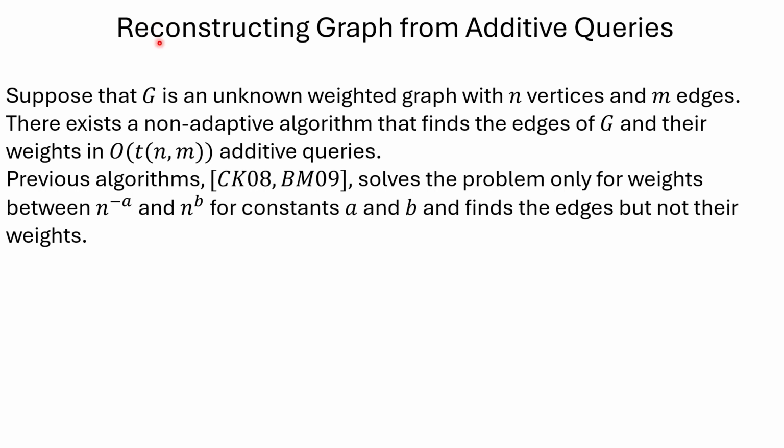Another problem is reconstructing a graph from additive queries. Suppose that G is an unknown weighted graph with n vertices and m edges. There exists a non-adaptive algorithm. We're going to show this algorithm, which finds the edges of G and their weights in O tilde of T additive queries. Previous algorithms solve the problem only for weights between n to the power of minus a and n to the power of b for constants a and b, and find the edges but not their weights. So this is very similar to the previous problem.